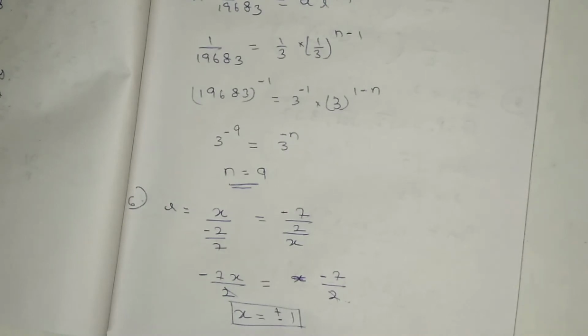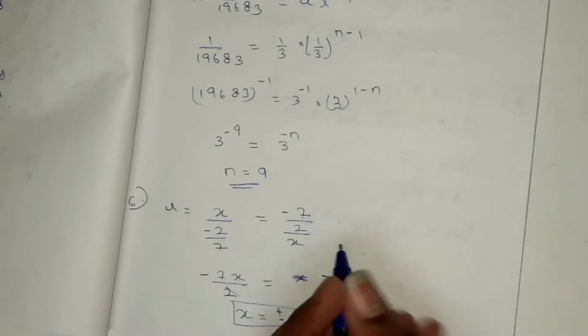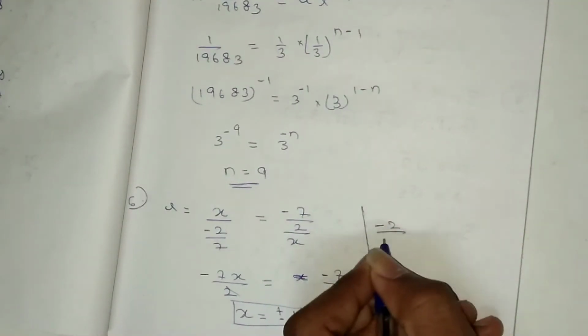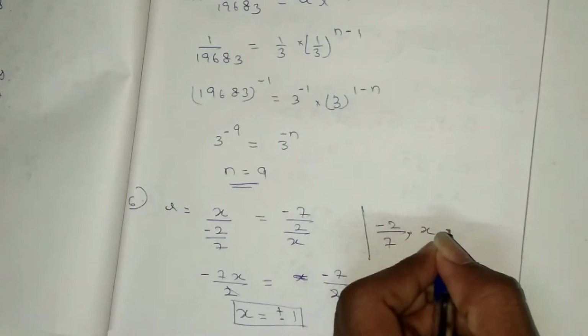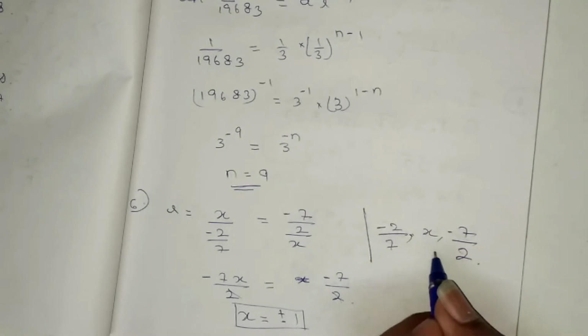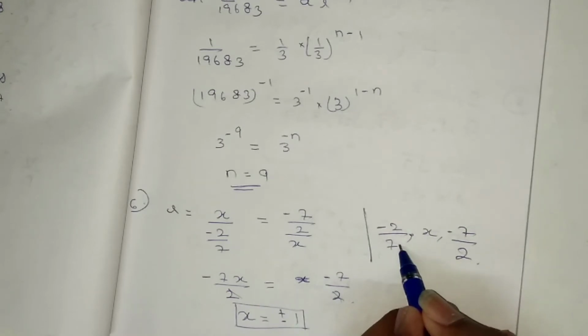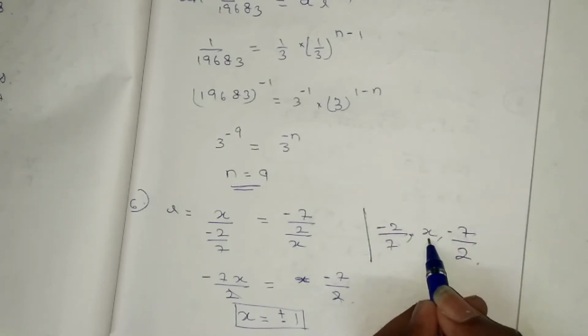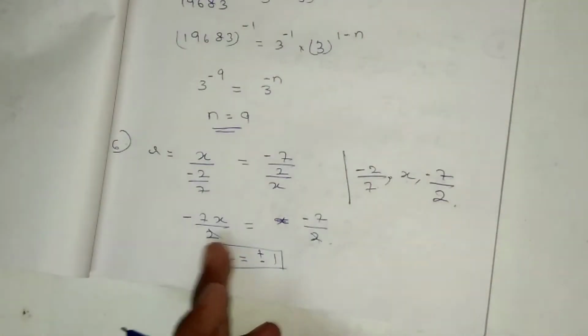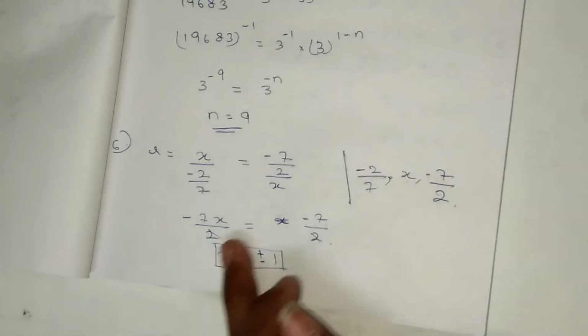Moving on to the sixth question, for what values of x the numbers minus 2 by 7, x and minus 7 by 2 are in GP. Okay, let me write the numbers. Now we know that for applying the common ratio, if we divide this one by this one, it is equal to r, and if we divide this one by this one, that is also equal to r. So you can find the r and you can equate these two terms, and you can find x easily from that.